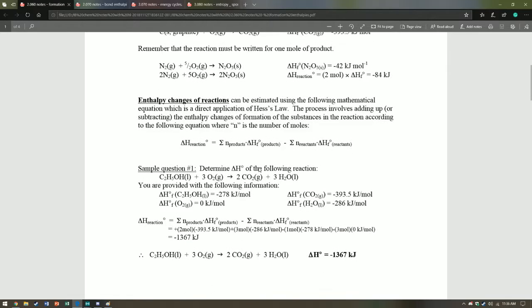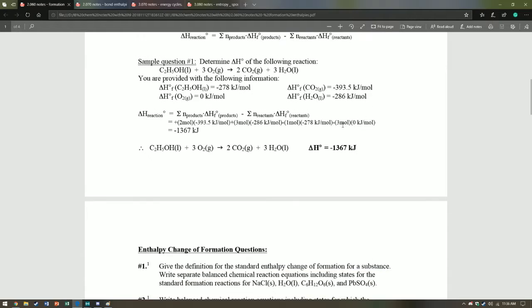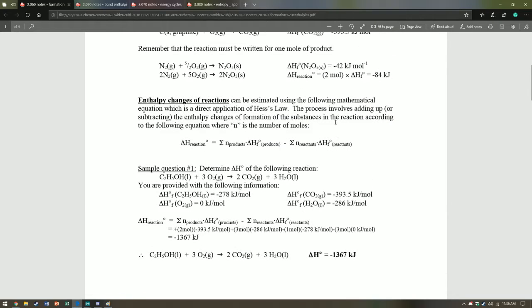Enthalpy changes for reaction can be estimated using this mathematical relationship: delta H is equal to the sum of the delta HF's, the formation enthalpies of the products times the number of moles of products, subtract the sum of the formation enthalpies of the reactants times the number of moles of reactants. It's basically Hess's law.